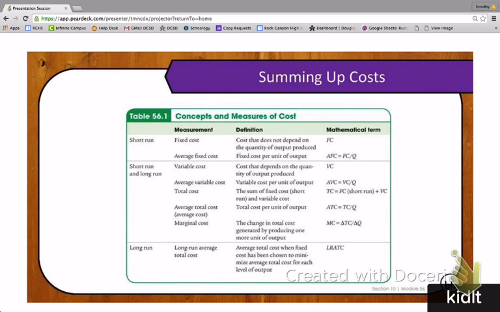This is an excellent summary of the concepts and measures of cost that were presented in this and previous modules. You should pause the video, copy this chart into your notes, and make sure that you understand each of these costs and how they change in both the short run and the long run for a firm.